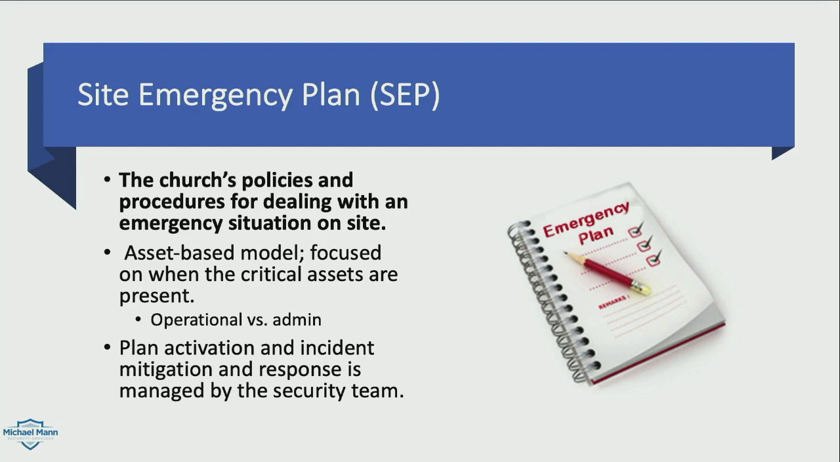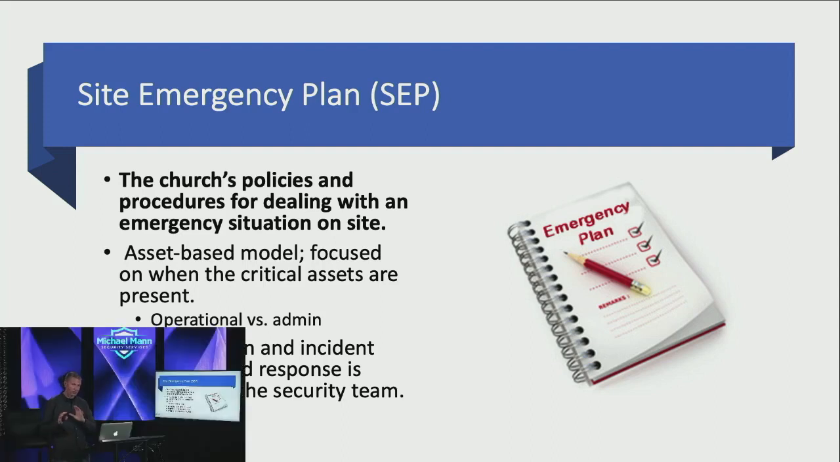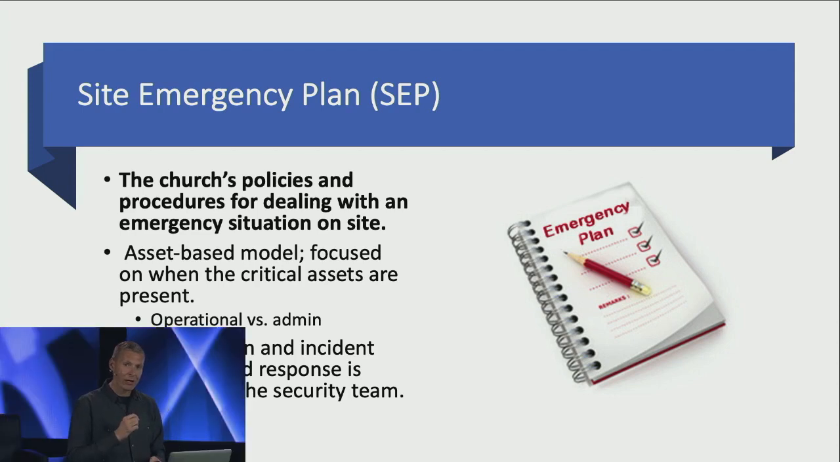So some things to think about with this. We're talking about an asset-based model. Let me explain what that means. The focus is on when the critical assets are present. A critical asset is any asset where compromise creates an unacceptable risk for you and for the church. Most of the time, that's the people. You're trying to protect the congregation, the visitors, the staff members. If they're compromised, that creates an unacceptable risk.